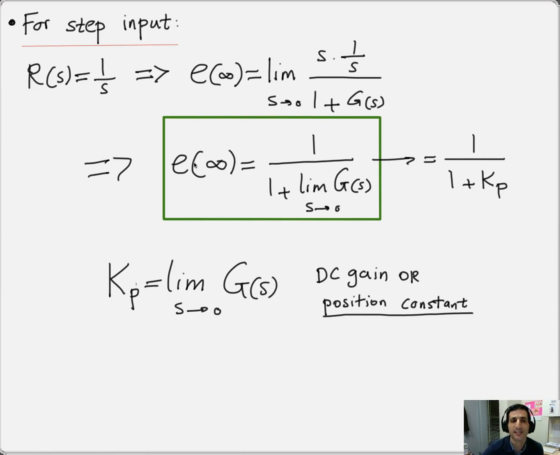That tells you that if you have a step input, your steady state error is calculated simply by 1 over 1 plus Kp, and the Kp, which is named the position constant, is calculated using this equation, by taking the limit of G of S when S goes to 0. So this is how you calculate steady state error to a step input.